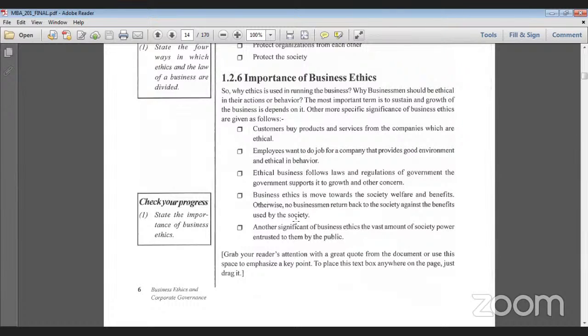Customers buy products and services from businesses because they believe in the business. Otherwise, no businessman returns back to the society without benefits used by the society. Another significance of business ethics is the vast amount of societal power entrusted to them by the public. So business ethics is a very important point from the consumer's point of view and from the businessman's point of view also. Businessmen play an important role over here, because they are the persons who are helping the economy to grow.